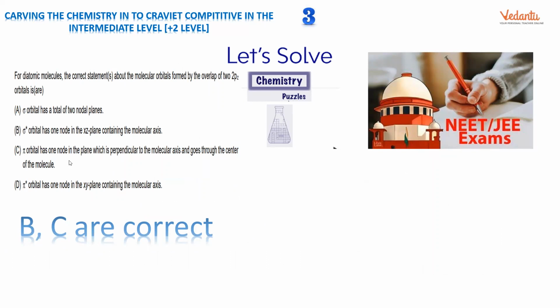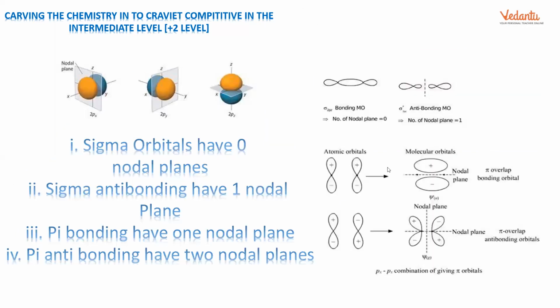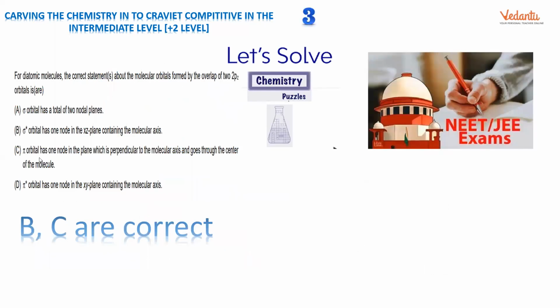Pi orbital has 1 nodal plane. Pi bonding orbital is having 1 nodal plane. Okay, this is the horizontal plane. You can notice above and below, molecular orbital lobes will be there. Whereas pi anti-bonding orbitals are having one vertical node and one horizontal node. 2 nodal planes you can notice for the pi anti-bonding molecular orbital. So pi orbital having 1 nodal plane is correct. Pi star having 1 nodal plane is the wrong answer.